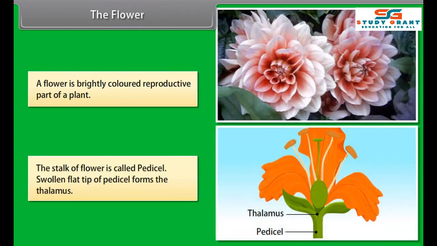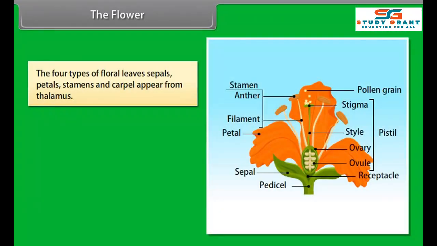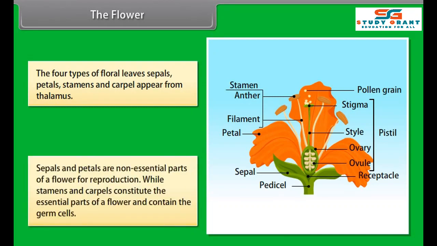The stalk of flower is called pedicel. Swollen flat tip of pedicel forms the thalamus. The four types of floral leaves, sepals, petals, stamens and carpel, appear from thalamus. Sepals and petals are non-essential parts of a flower for reproduction, while stamens and carpels constitute the essential parts of a flower and contain the germ cells.